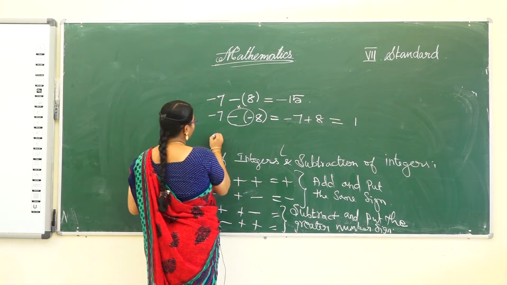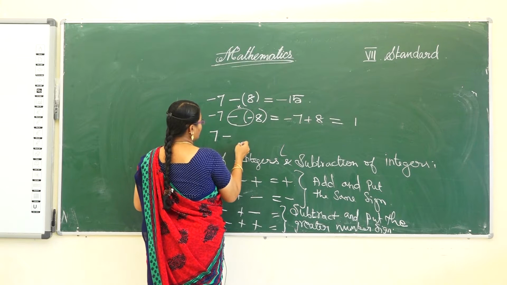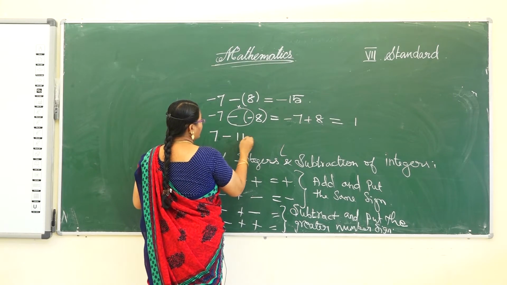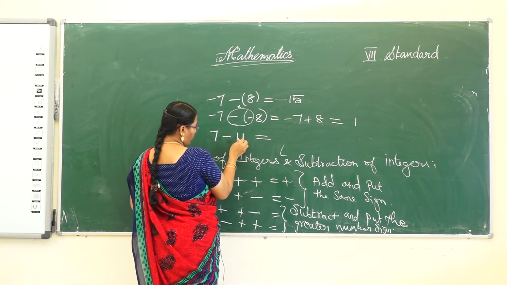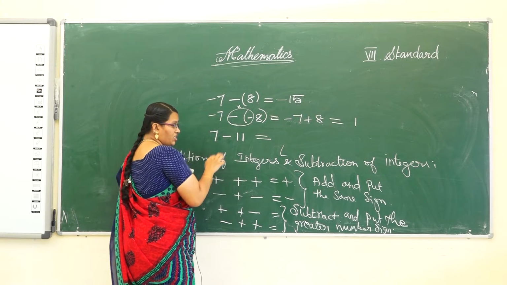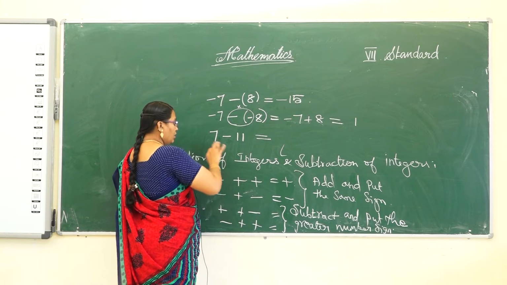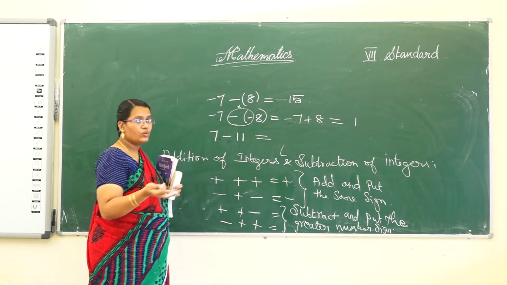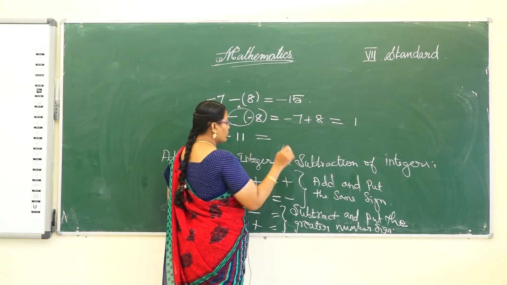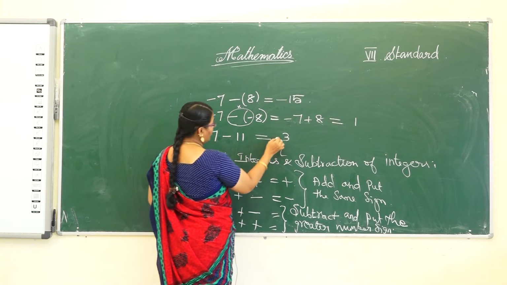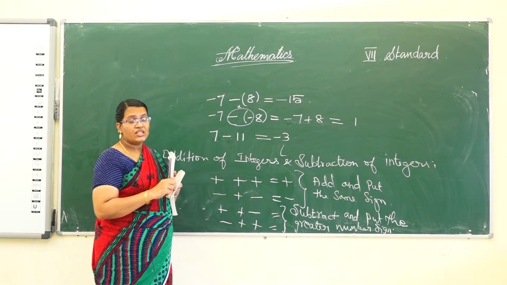Okay. And then 7 minus 11. Here one positive value, here also one positive value, but the subtraction operation is given. What do we do? So minus is considered with the value of 11. As usual, different signs will come. What do we do? Subtract and put the greater number sign. So 11 minus 7 is 4. The greater number sign is negative, so in this place we should put the negative sign. I hope you all understand the concept of addition and subtraction of integers.